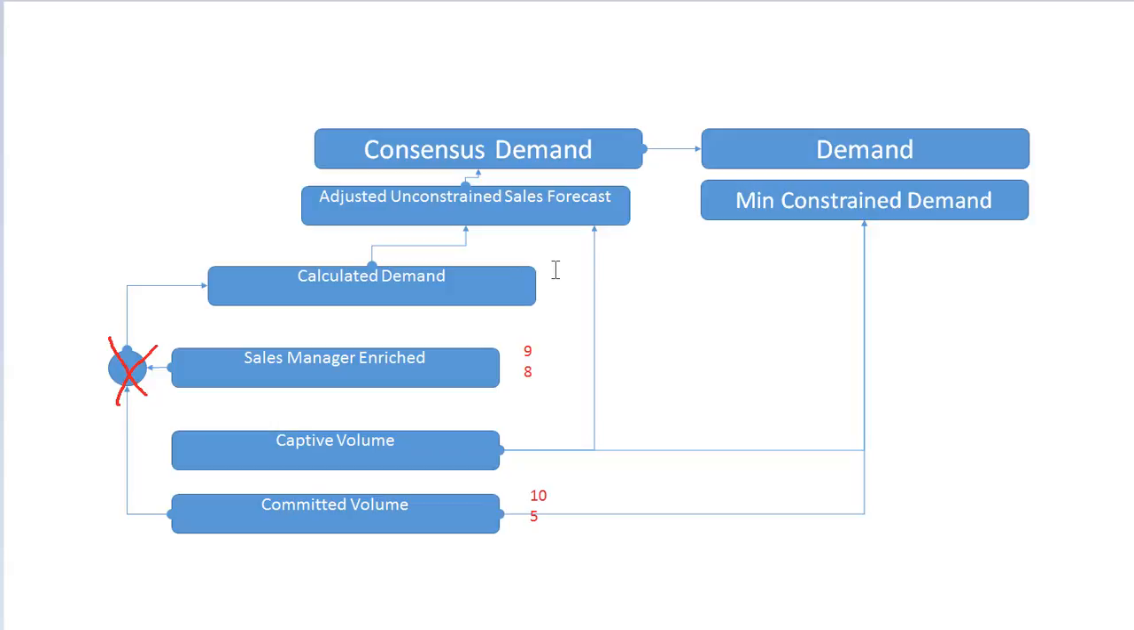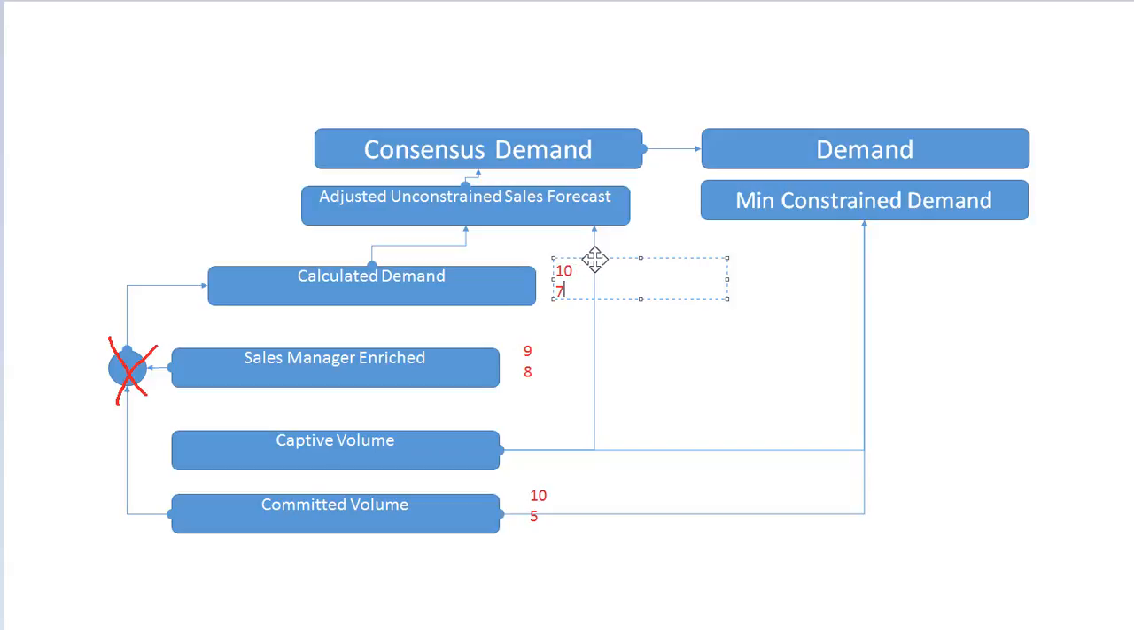The results in the calculated demand key figure made by the negative free-pot will be such as 10 and 7. In that way, the calculation of the calculated demand will make sure that no combinations have a higher committed volume than an eventual consensus demand value.